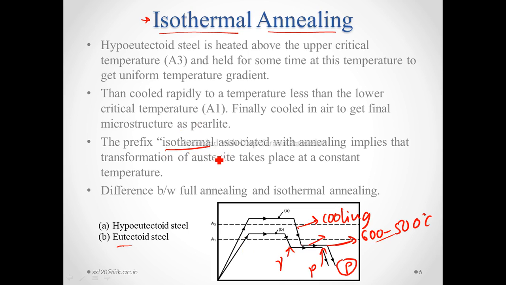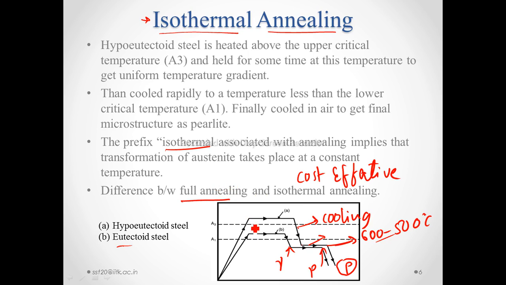So you may ask the question: we get the pearlitic region in full annealing also, so what is the reason to use isothermal annealing? The reason is that it's cost effective. It's a shortcut process. The time needed to get the pearlitic region is very small compared to that of full annealing.